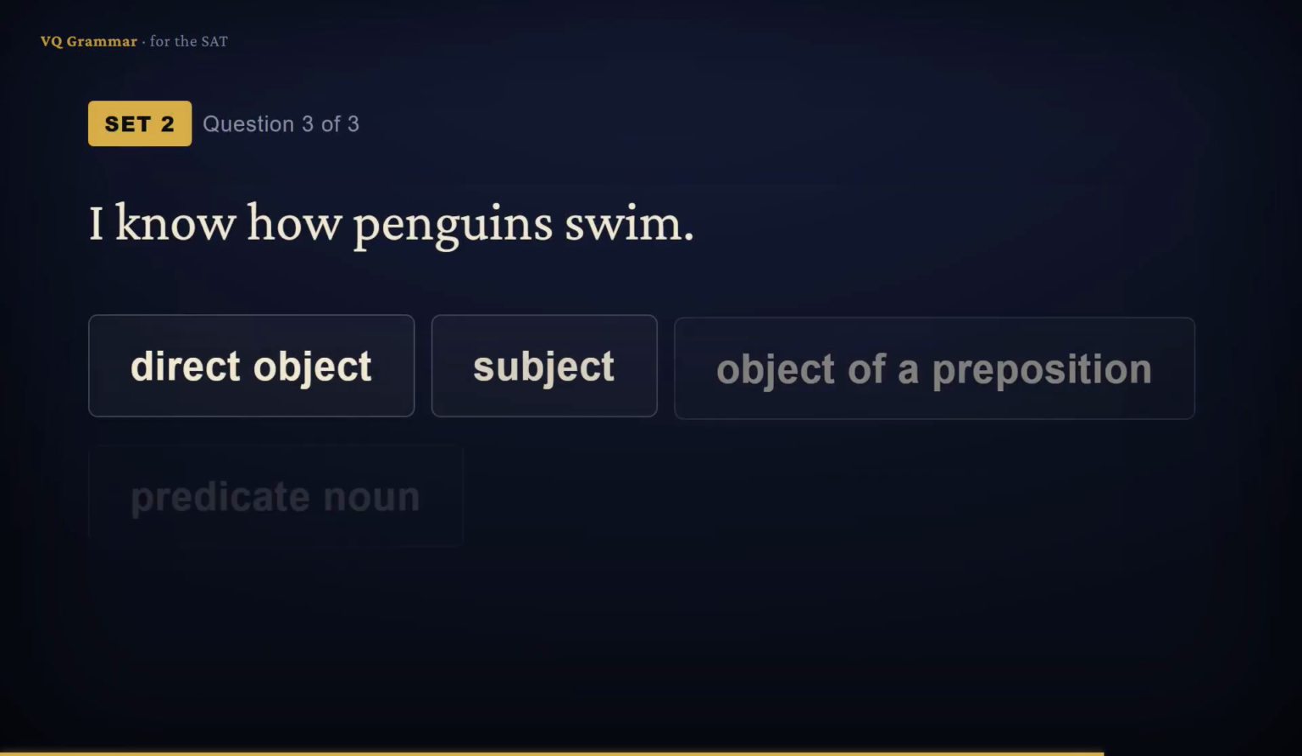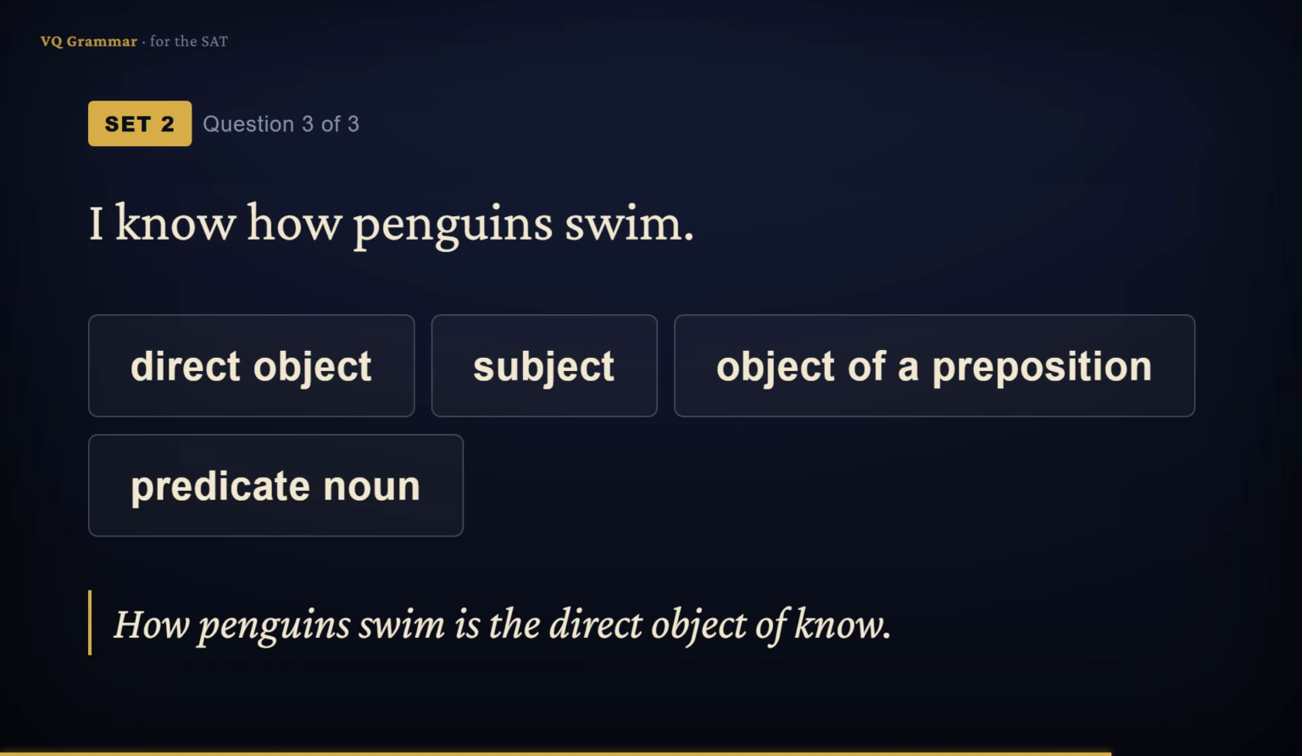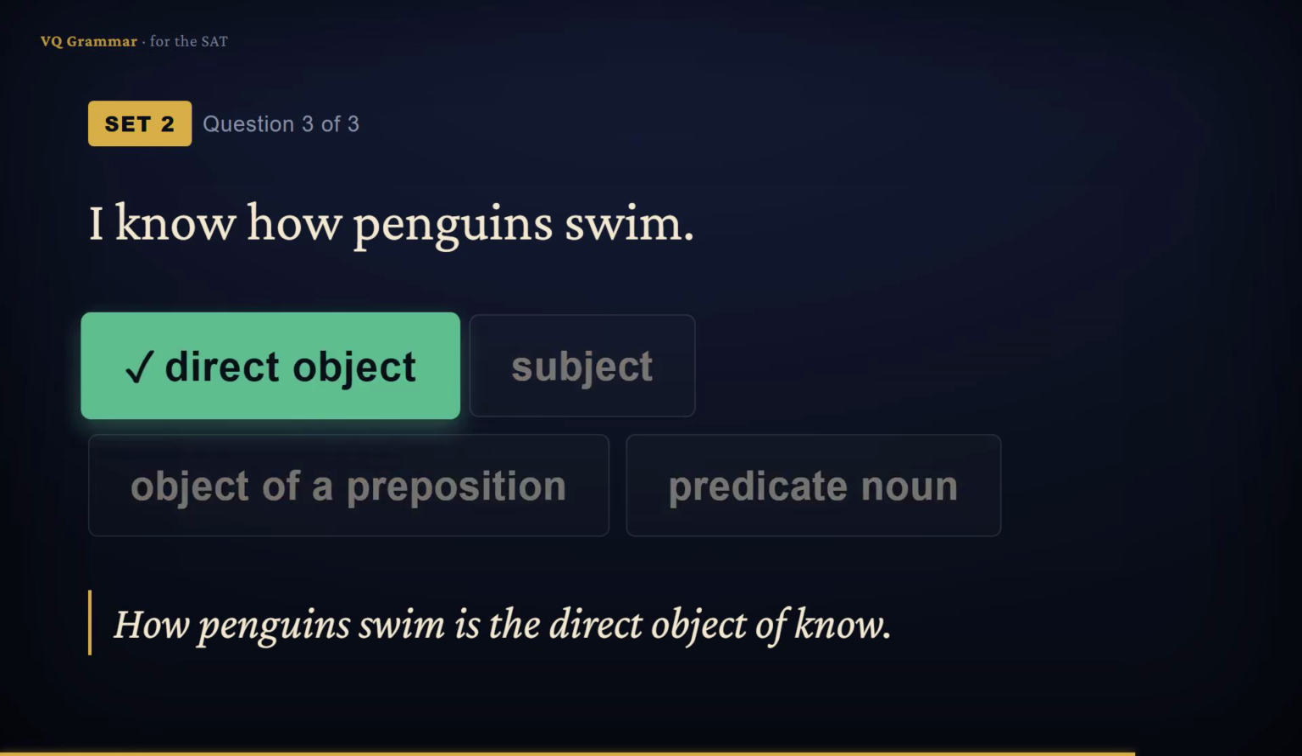I know how penguins swim. The clause how penguins swim is the direct object of know. It's what I know. So the answer is direct object.